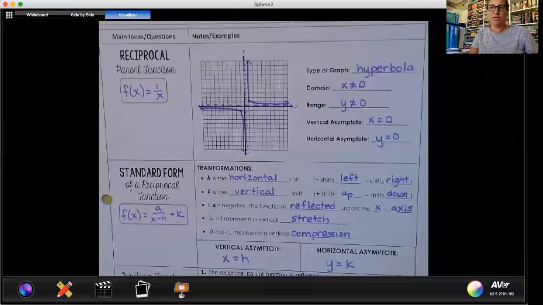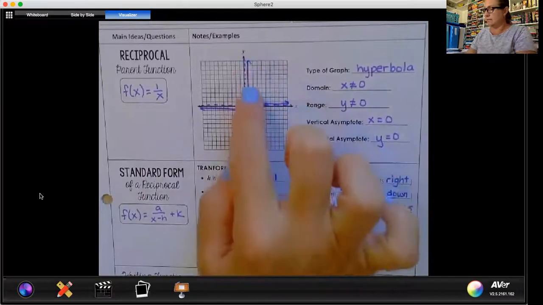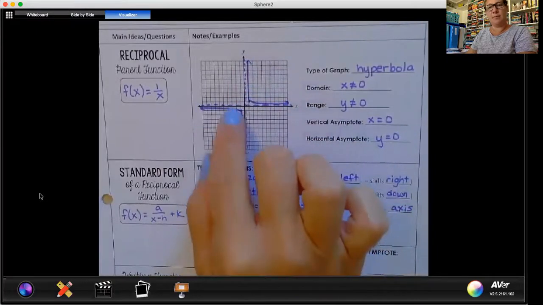Hey guys, today we're going to learn how to graph reciprocal functions. So you will need your calculator handy to do that, and I've already filled in the top part of your paper here. A reciprocal parent function is f of x equals 1 over x. As you can see, the graph is a hyperbola, which means it looks almost like two flattened parabolas.